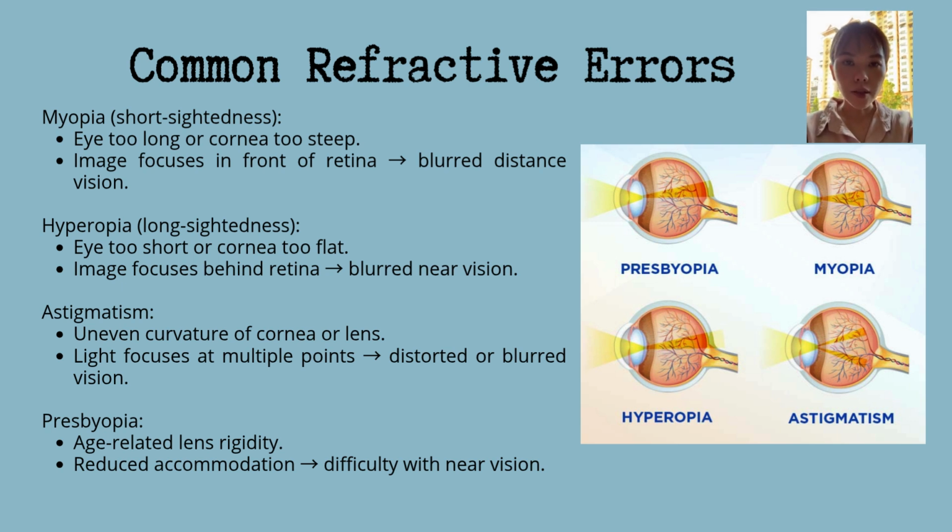When the optical system does not align properly, refractive error occurs. In myopia, or short-sightedness, the eyeball is too long and the light focuses in front of the retina. Distant objects appear blurry. In hyperopia, or long-sightedness, the eye is too short, so light focuses behind the retina. Near tasks become difficult. Astigmatism is caused by uneven curvature of the cornea or lens, so light focuses at multiple points, creating blurry or distorted images. These conditions are very common and are corrected by lenses or surgery.